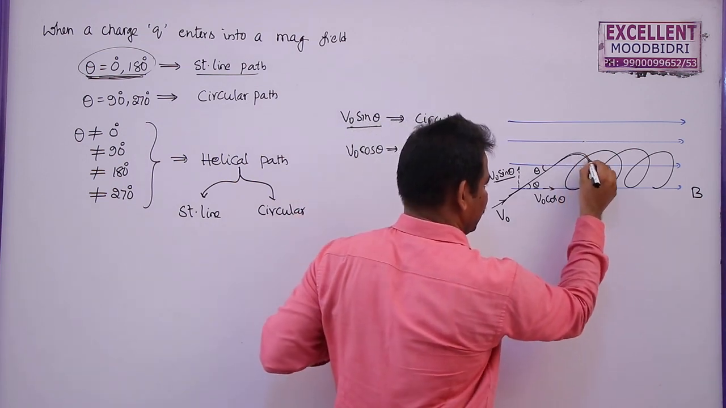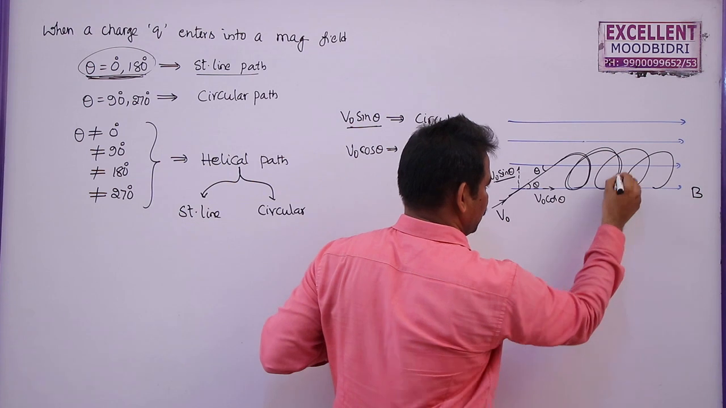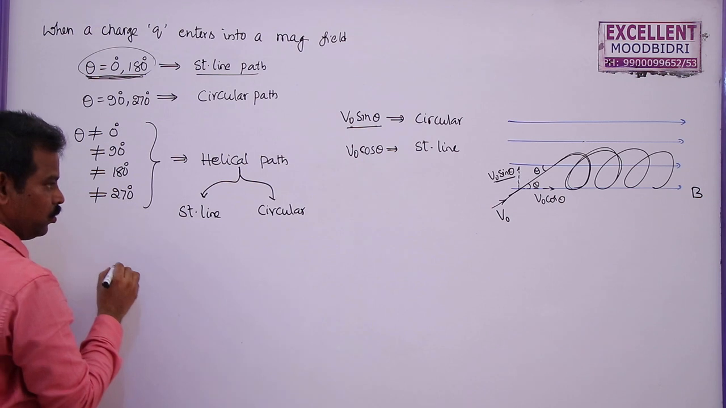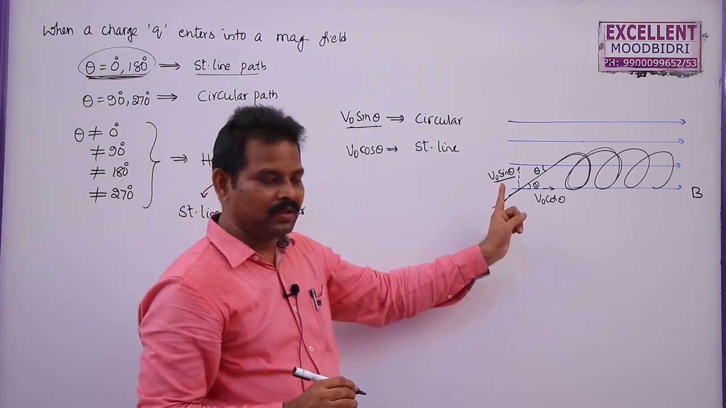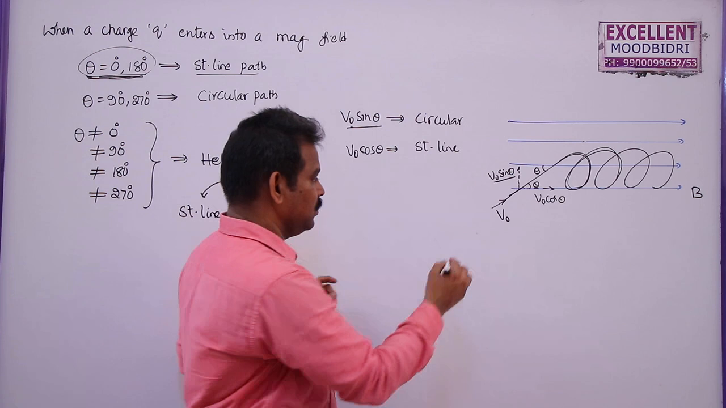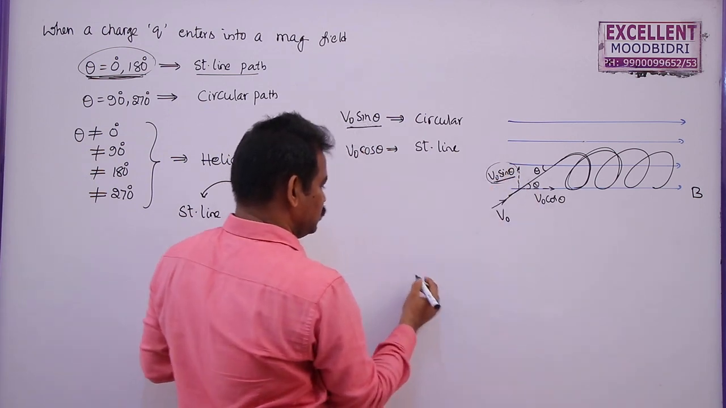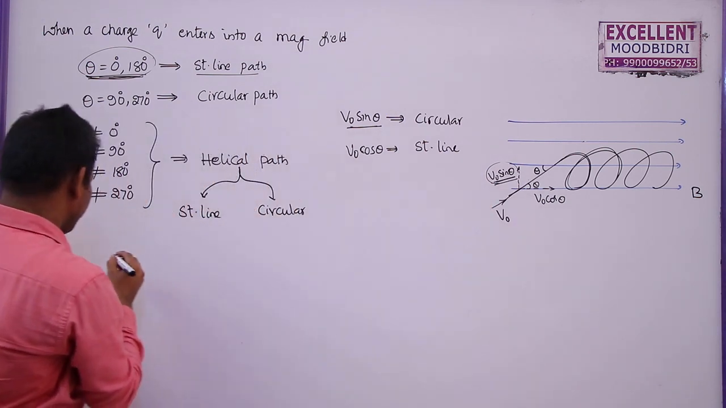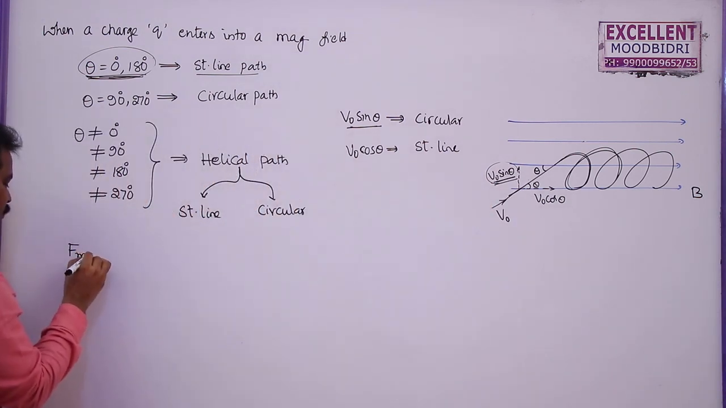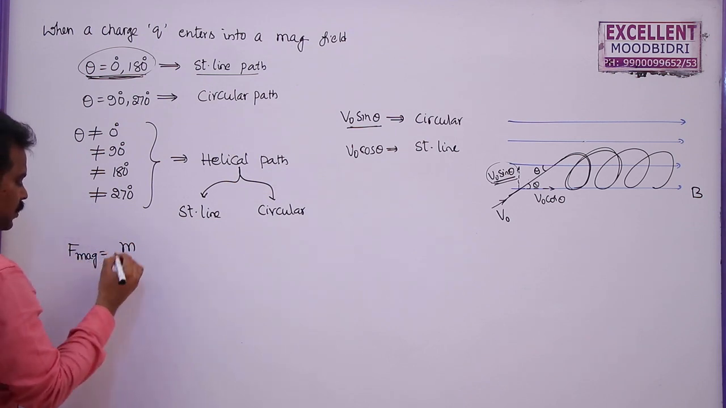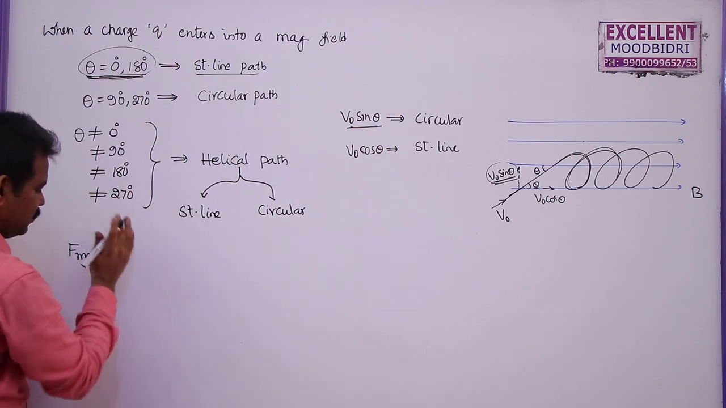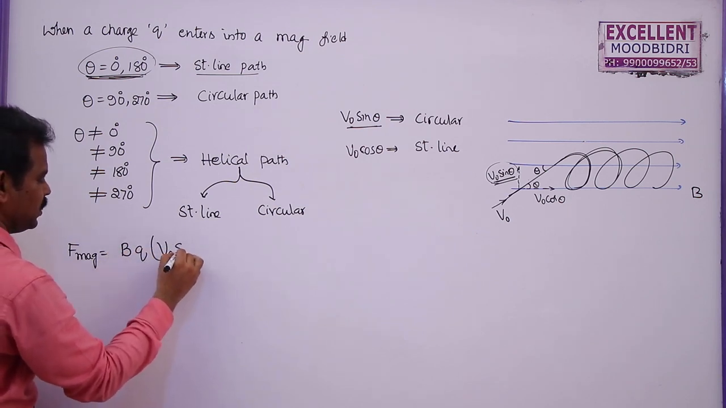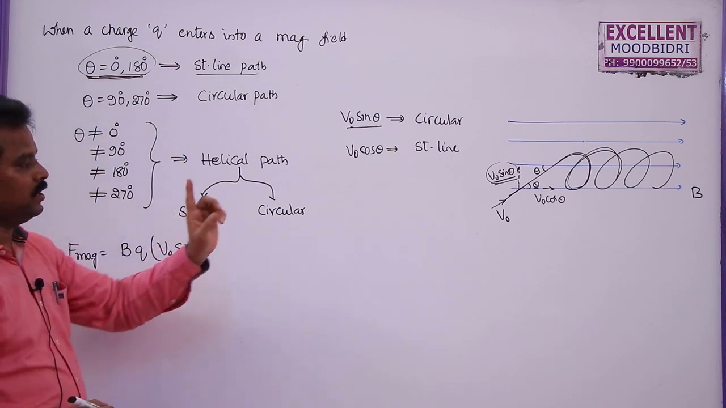What is the time taken to complete one circular path? First of all, we will write which component will provide the centripetal force for this one, m v sin theta. So what is the force experienced by the charged particle due to this velocity? The magnetic force is given by F magnetic equals B Q V sin theta. This is B Q v naught sin theta.